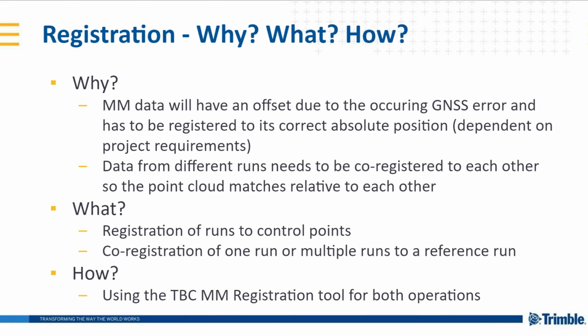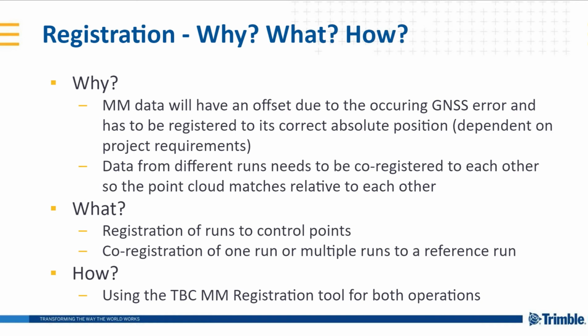In mobile mapping, there are always some offsets due to occurring GNSS errors. It's something you can optimize in a project. You can try to make it in such a way that you get as little error as possible, but you can't avoid it. Whether that is through a tunnel, or in urban areas where you get some occlusion by buildings, the chance that you get some GNSS error is there. So in order to get to a correct absolute position, you've got to do some absolute registration.